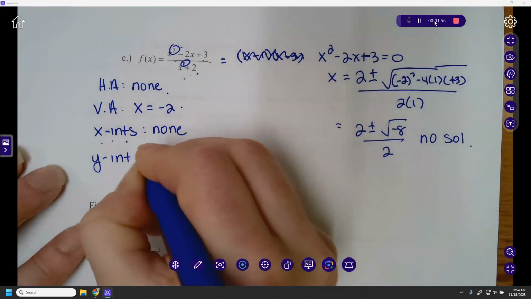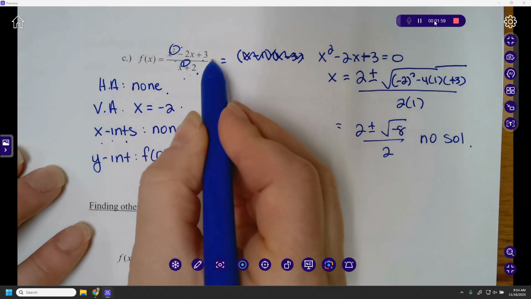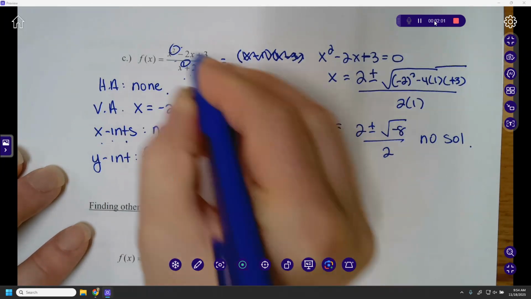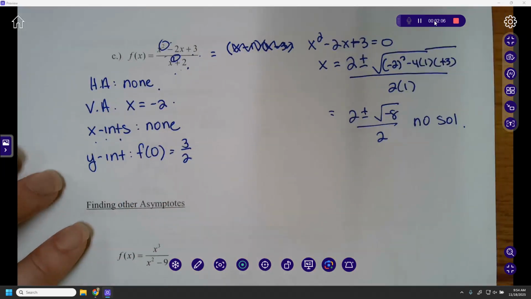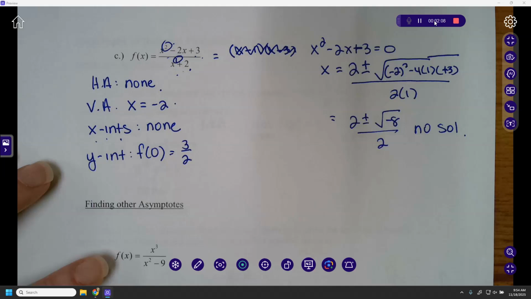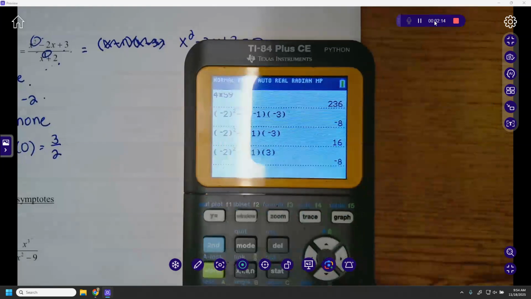So we plug in f of 0. On the top, we have 0 plus 0 plus 3. On the bottom, we have 0 plus 2. So the y-intercept is 3/2. Okay, let's take a look at the graph and see what that looks like.